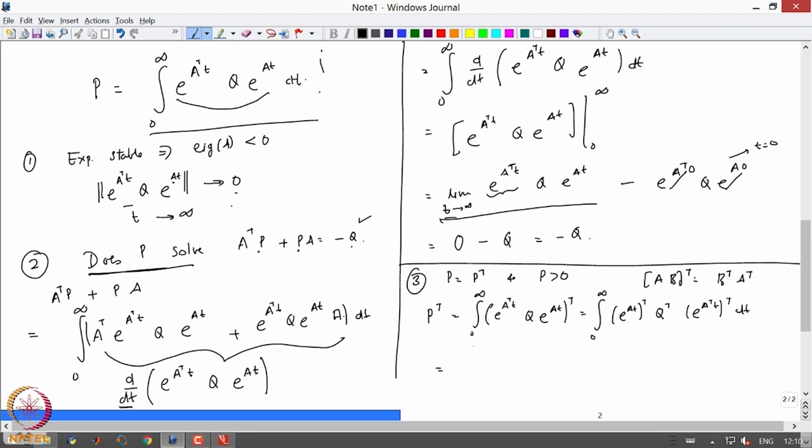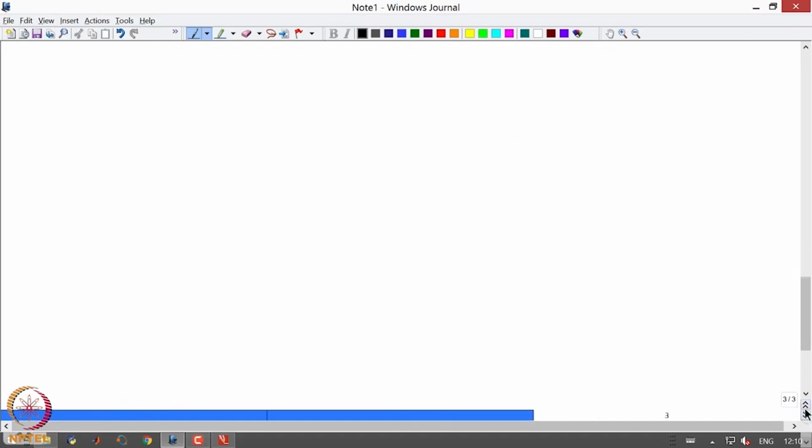Okay. So, the first term would be e power A transpose T. Q is symmetric. Symmetric is what? Q equal to Q transpose. So, I just write it as Q, and the third term will be e power A T dt, and P transpose therefore is equal to P. Okay. Now, this is done. Next is, say, 3.1: is P a positive definite matrix?